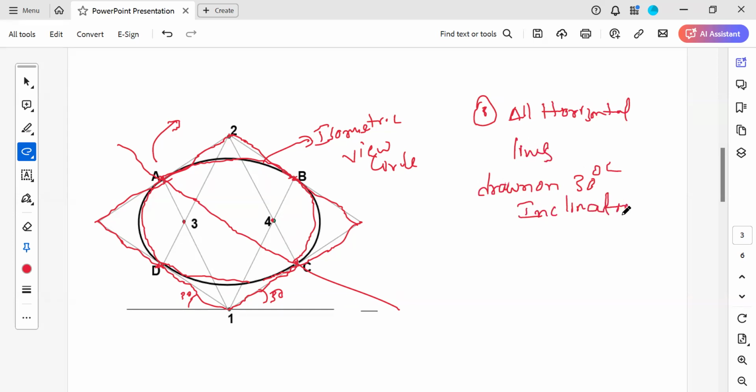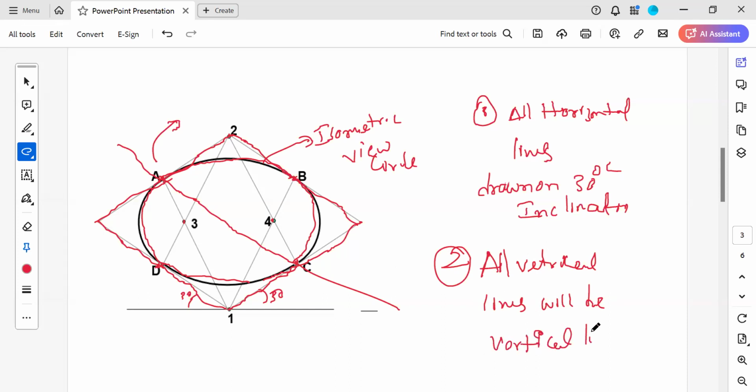30 degrees inclination, and all vertical lines will be vertical lines only. All vertical lines should be vertical lines only, whereas all the horizontal lines will be done with 30 degrees inclination. Let us go to the problem.